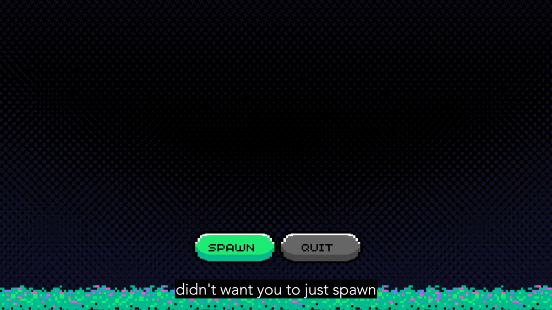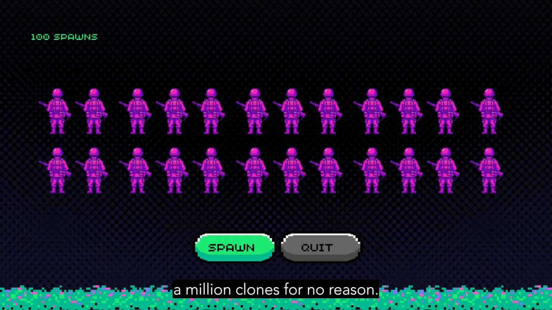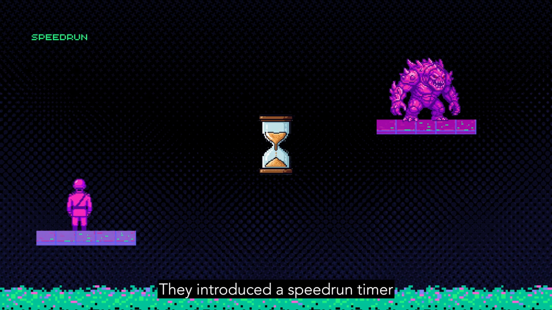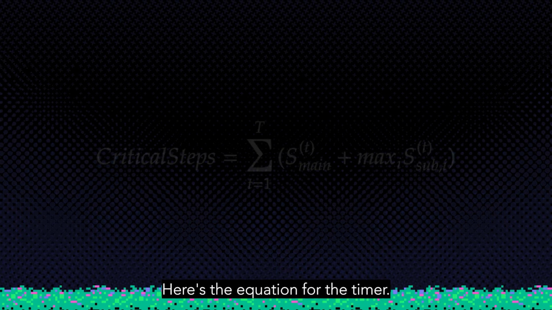But there's one more rule. The developers didn't want you to just spawn a million clones for no reason, which means the orchestrator cannot create 100 different subagents just for no reason. They introduced a speedrun timer called critical steps. Here is the equation for the timer.